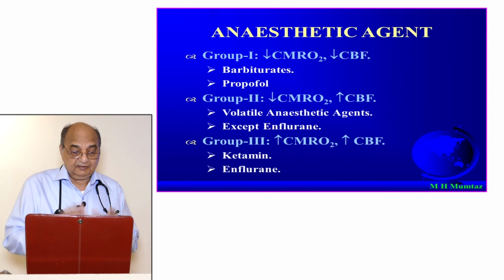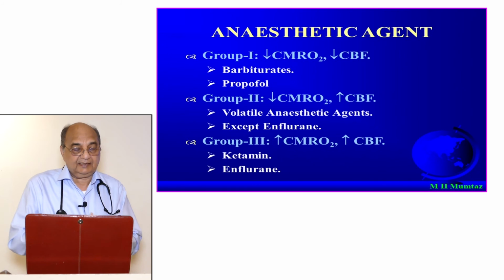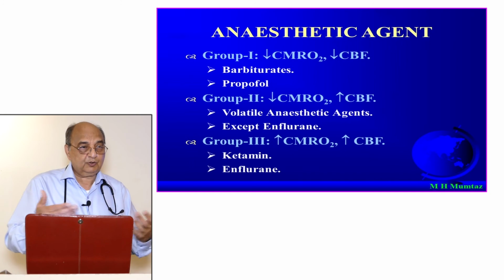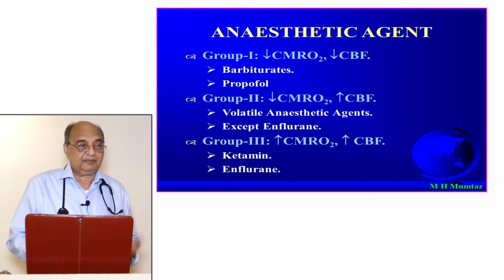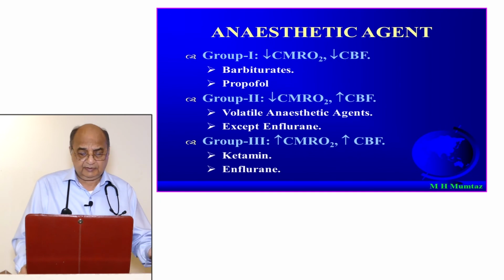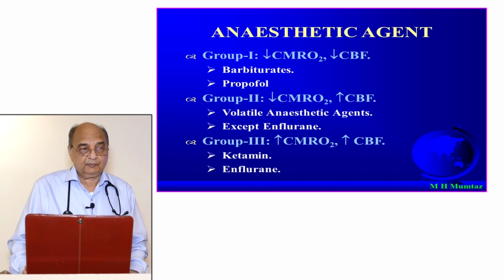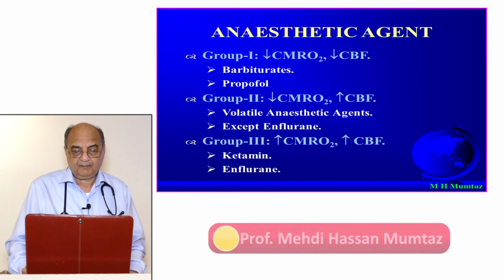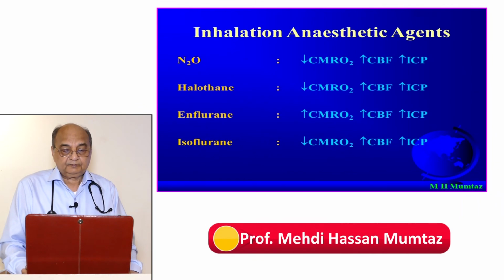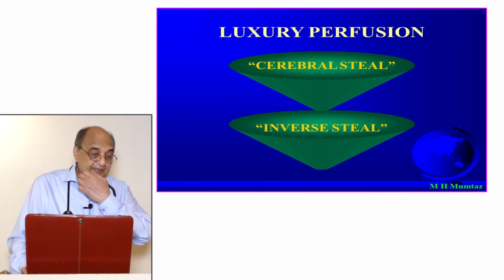So group 3 includes ketamine and enflurane. Both will increase the cerebral blood flow, increase the CMRO2, and will increase the ICP. So one has to be careful when using these two types of drugs. Ketamine is given intravenously, enflurane is an inhalation anesthetic agent. Nobody uses enflurane nowadays, but ketamine is commonly used, particularly in small hospitals. One should be very careful using it in neurosurgical anesthesia. Now, individually, we went through all the inhalation and intravenous anesthetic agents.